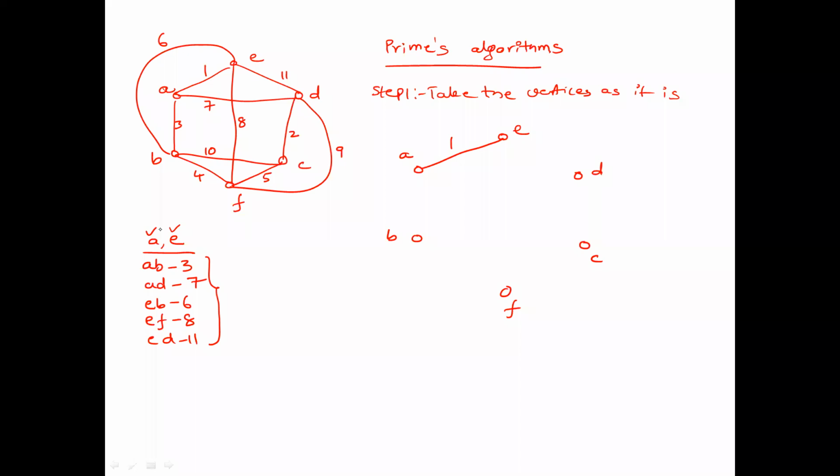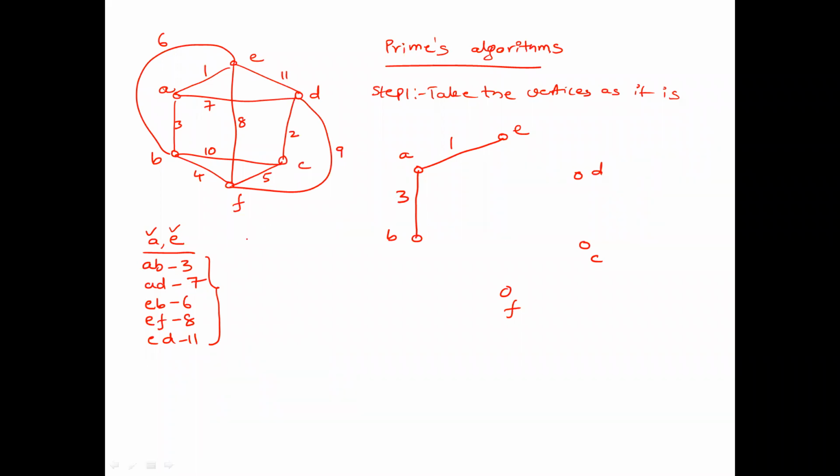Okay. Initially I have taken the minimum edge AE, and corresponding to AE, the vertices are A, comma E. Then with respect to A and E, I considered all the edges. So these are the edges. Then in that you take the minimum. What is the minimum out of these listed edges? AB, right? So you take AB. AB edge is 3.